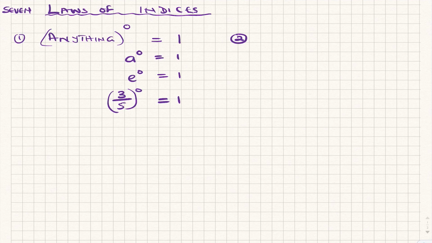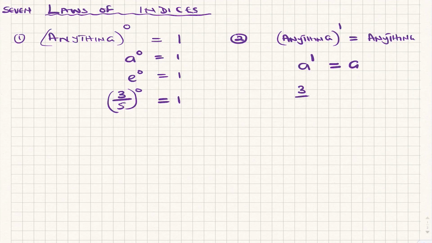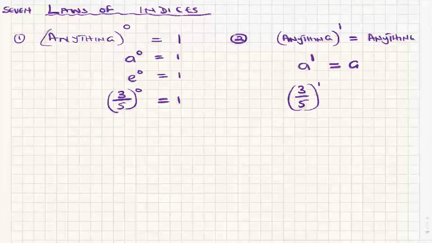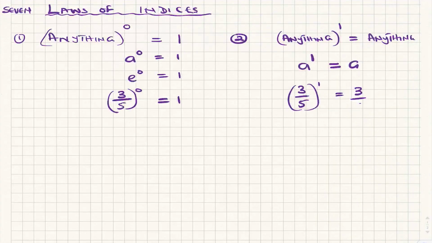Law number 2 is anything to the power of 1 equals anything. So if I say a to the power of 1, that becomes a. 3 over 5 to the power of 1 equals 3 over 5.